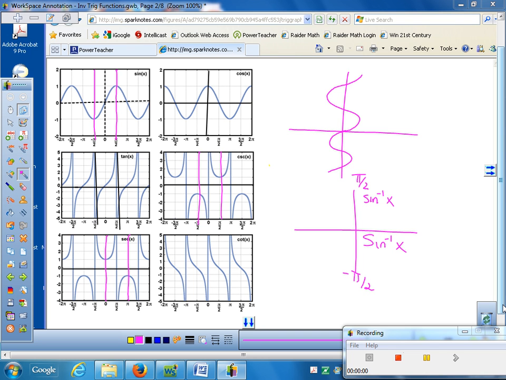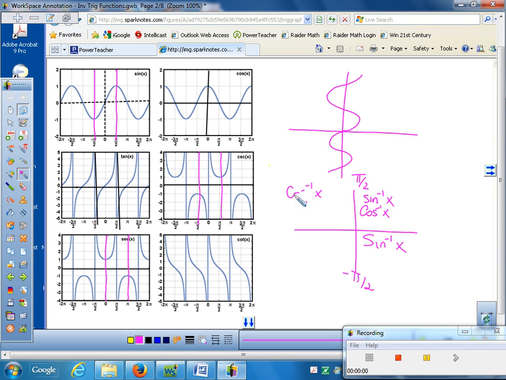All right, so the point is, they chopped off cosine. If you chop off cosine, it's going to pass the horizontal line test. They just chopped it from 0 to pi, in that range. So if you go from 0 around to pi, it puts inverse cosine in the first and second quadrants.